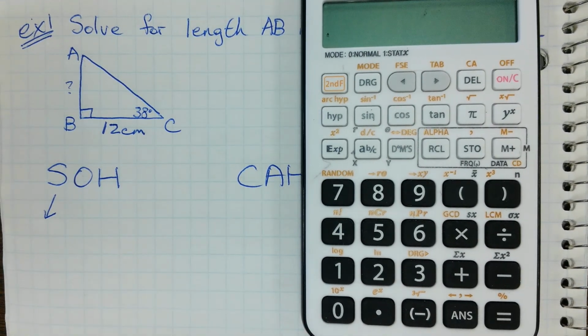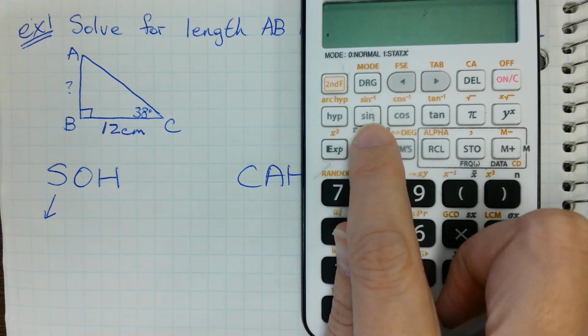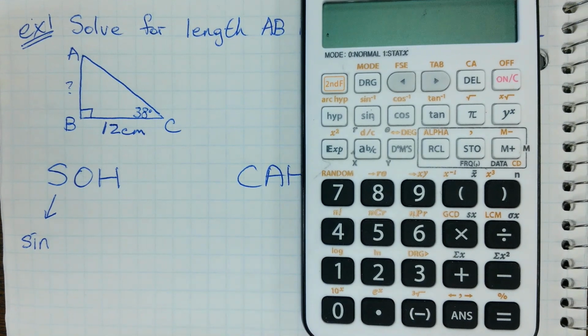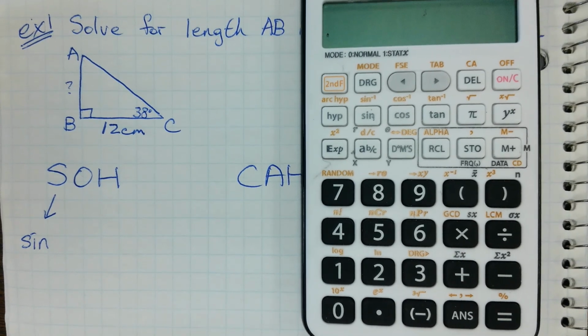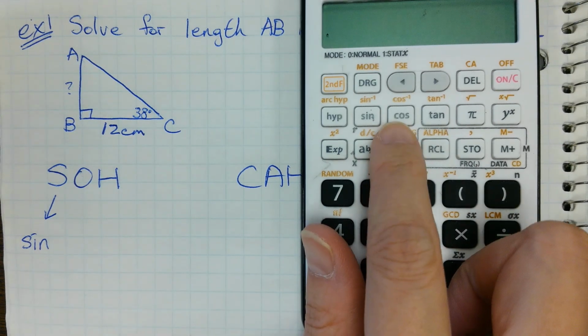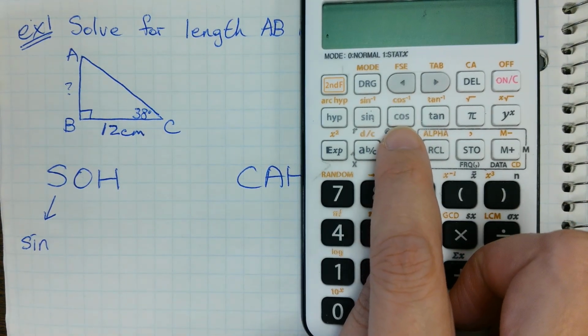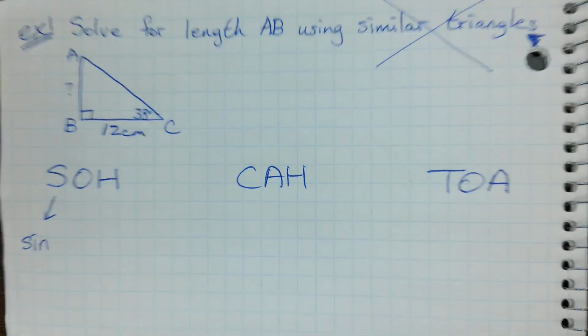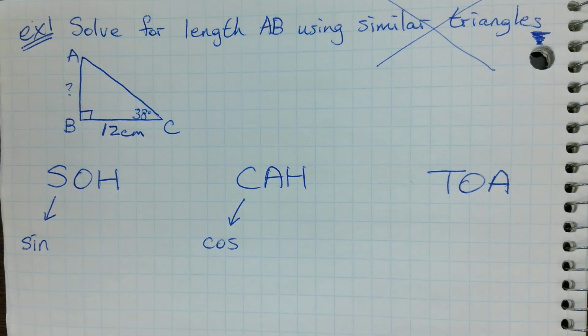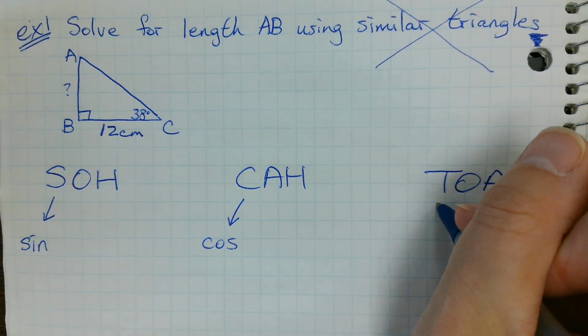What does S stand for? Sin. It's actually pronounced sign, and it's spelled S-I-N-E. But because there's only so much space on the calculator, we just write S-I-N. Okay, so what do you think this C stands for? Cos. Yes, and it's actually called cosine. So the C represents the cosine.